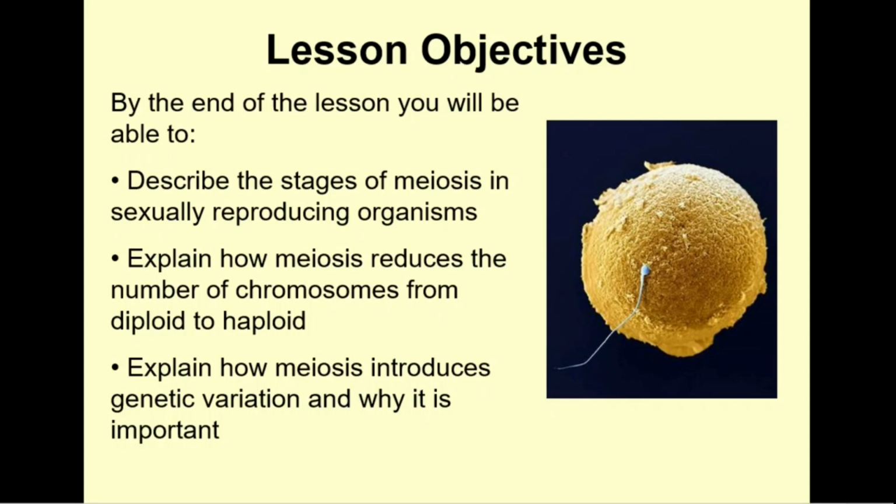We'll explain how meiosis reduces the number of chromosomes in our gametes. If you remember, our somatic cells are diploid, so they have two complete sets of chromosomes. One set we got from our mum, one set we got from our dad. What meiosis does is reduce the number of chromosomes in our gametes from diploid to haploid, meaning they only have one complete set of chromosomes. We'll investigate that as well. And then we'll also talk about genetic variation, how meiosis introduces genetic variation into our gametes, and why it's important. So that's the aim for this session.